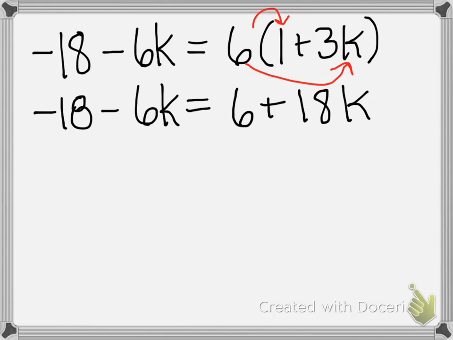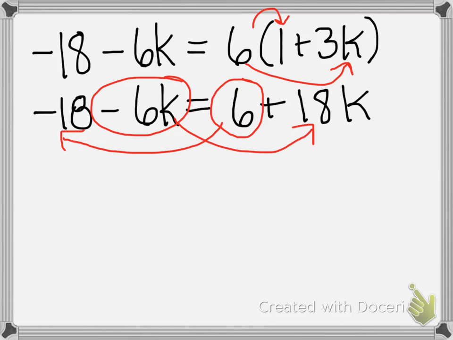Now I'm back to square one that we did before. So we're going to have to get our letters on one side and our numbers on the other. Let's move the 6 over to the left, and we're going to move that negative k to the right. Does it matter which way you move them? Totally doesn't matter which way you move them, as long as you have letters on one side, numbers on the other, and your positives switch to negatives and your negatives switch to positives.